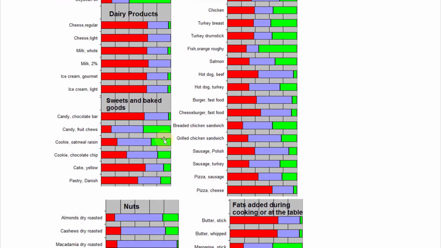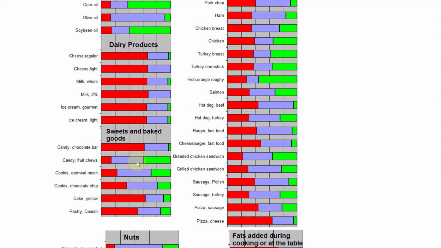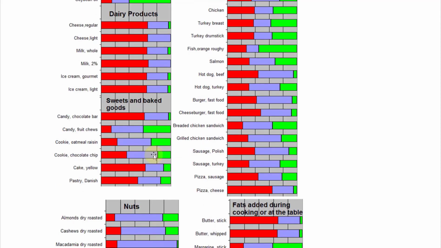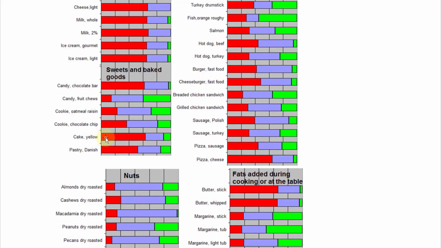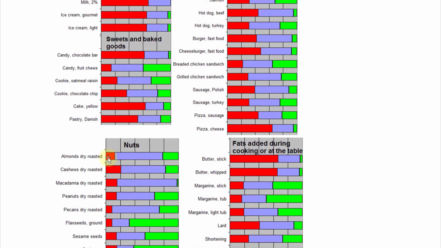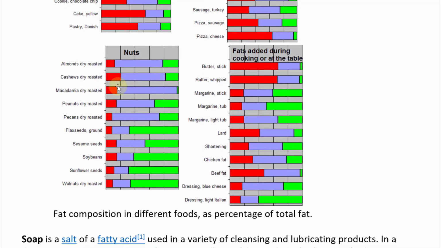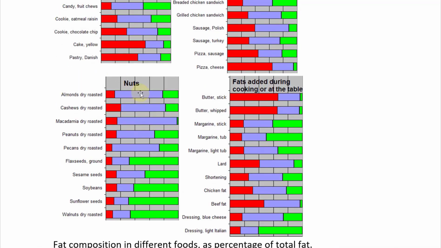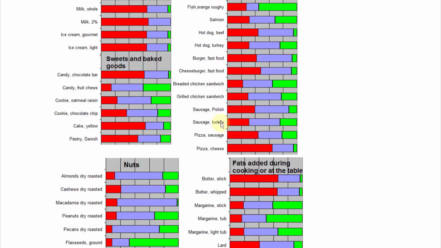polyunsaturated. And if you look at chocolate and so on, that also has high saturated, candy bar chocolate, and then it's just sweets and baked goods. Over here, candy and fruit chews have low saturated, high monounsaturated and polyunsaturated, and so on. And cake has high saturated. Keep going further. Nuts have low saturated and high monounsaturated. And then flax seeds and sesame seeds have high polyunsaturated.